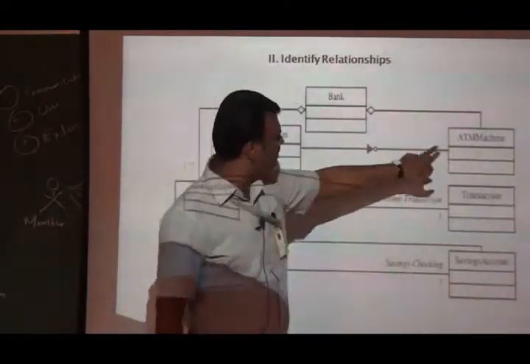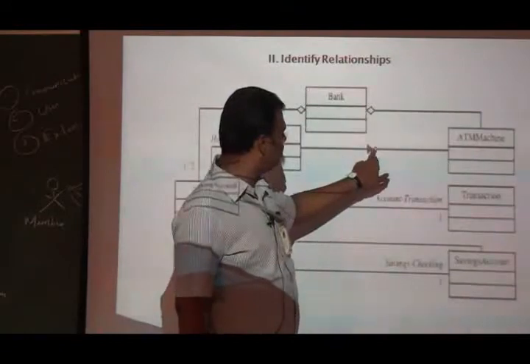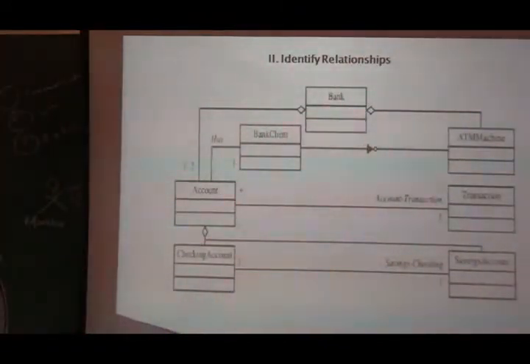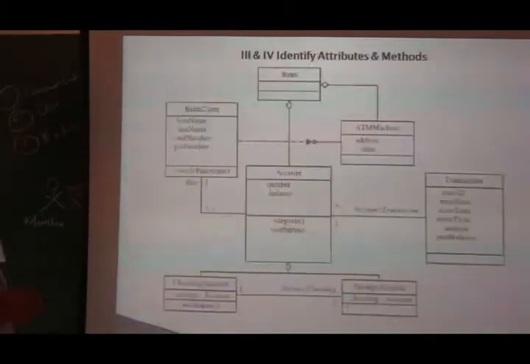A class that requires the operation that is connected to the circle by the dashed arrow. These are the different types of relationship in the ATM system. The next step is to identify the attributes and methods.